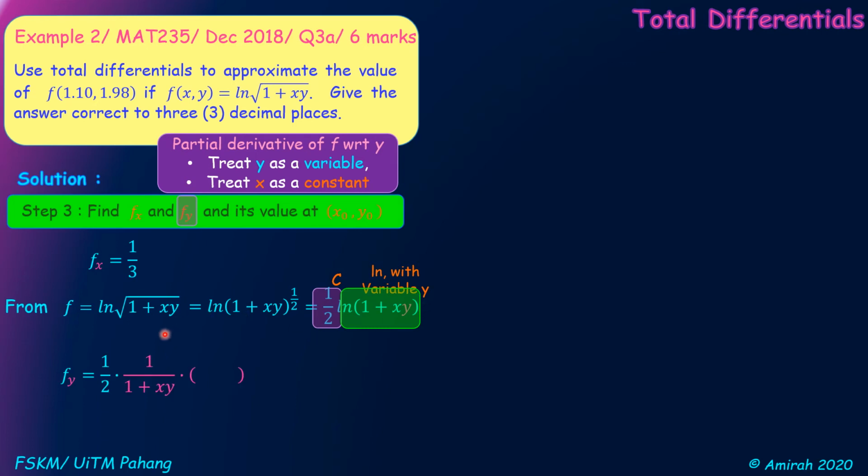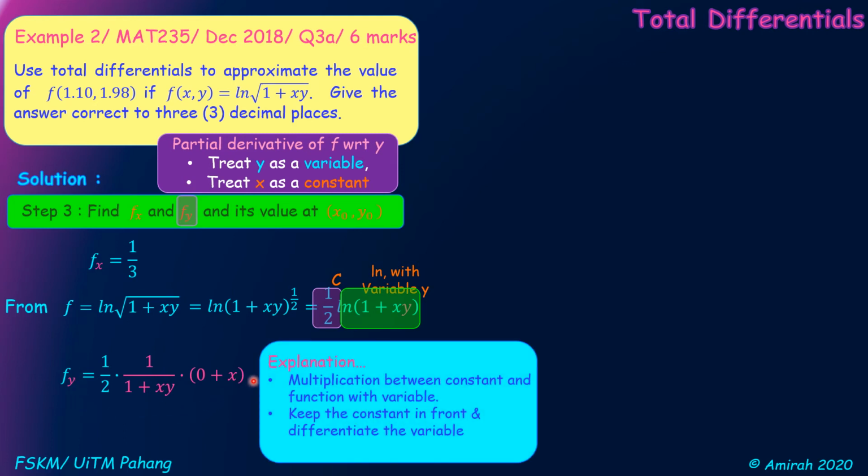Okay. So when we find fy means we differentiate f with respect to y. So we have this. Alright, from here we have multiplication between constant and function with variable y here. Okay. So when we differentiate, we just keep the constant in front. Okay. And then we differentiate the function with variable. So we get this.